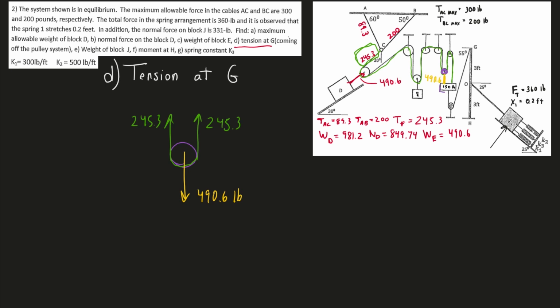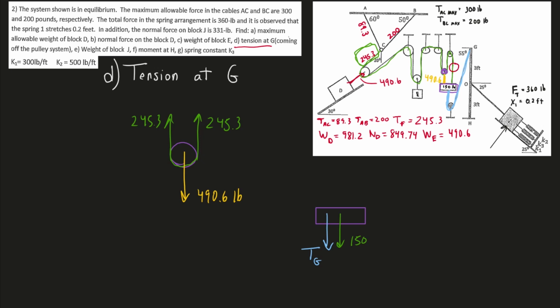Alright, looks like we have enough information to do an FBD on this 150-pound block. So I have 150 pounds going downwards. I also have this other rope right here pulling downwards. And actually, you can see this rope extends through that pulley all the way to G. It's all the same rope. Therefore, it's all the same tension. This is TG, the tension at G. Actually, what we're looking for.